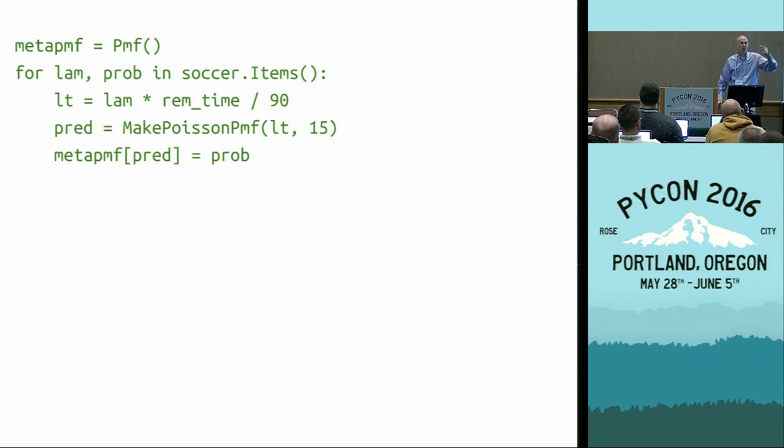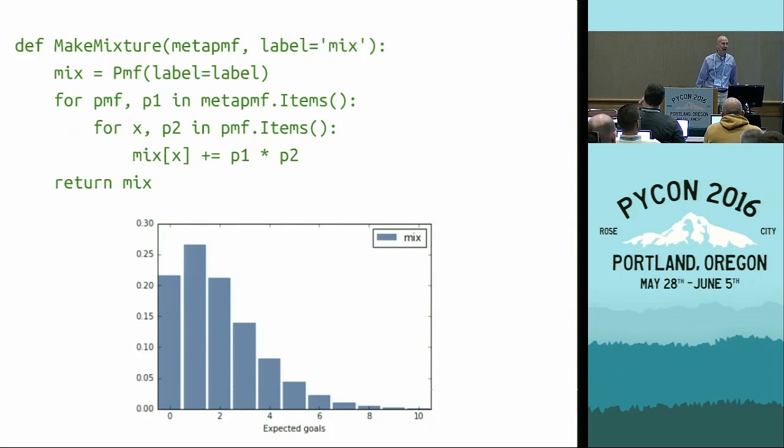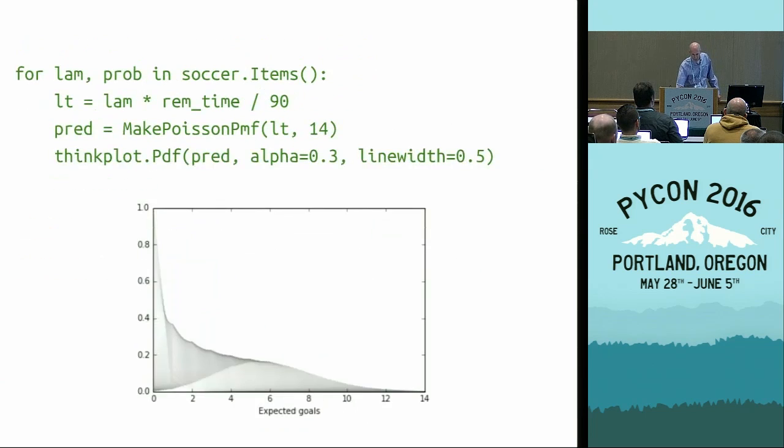I'm going to loop through all the lambdas. I'm going to make a predictive distribution for each lambda, and then this function adds them up. And it adds them up in proportion to how likely each curve is. Question is, why did I increase it to 15 or 14, 15? I wasn't even being consistent about it. It's an arbitrary choice. As long as it's big enough that the probabilities out there are small, it will be okay.